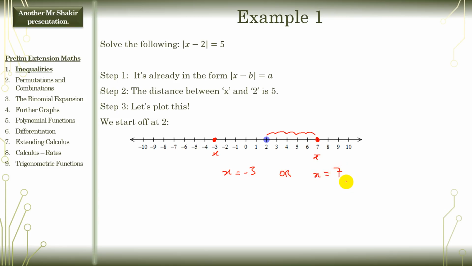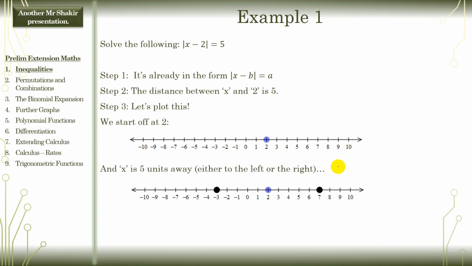Very straightforward. This is the graphical method. And of course I've already done it. X is 5 units away, either to the left or the right, and we say negative 3 or 7. Clearly x has to be either negative 3 or 7, and we're done.